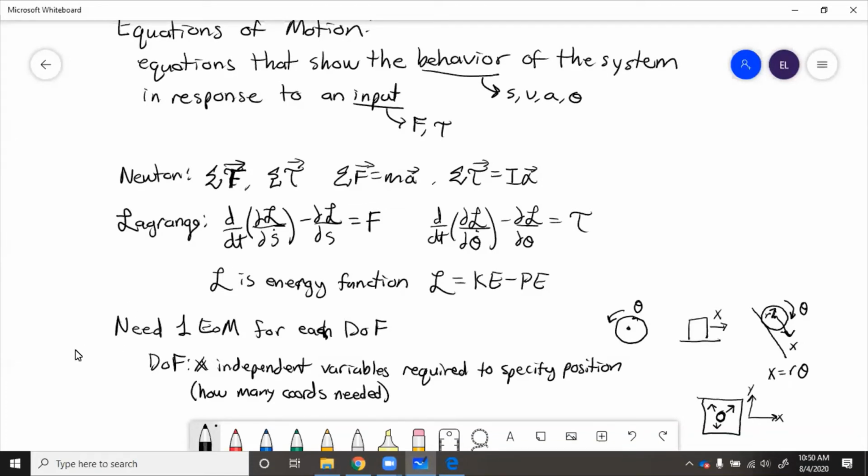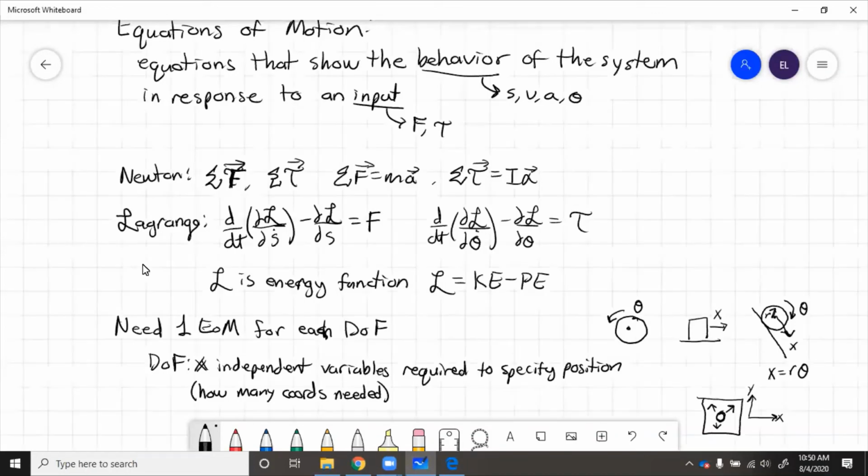So that is equations of motion. Now that we've learned Newton's method, now we're going to look at how you do the Lagrange method.